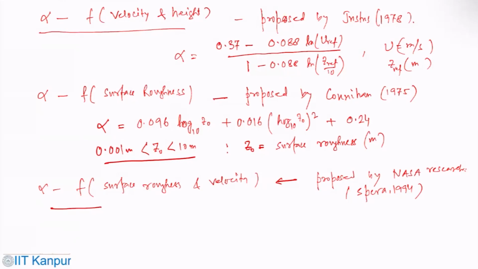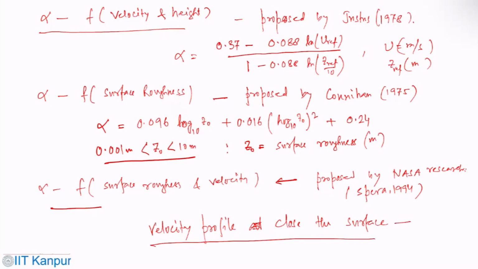Now the issue is that these two approaches, the logarithmic profile or the power law profile, try to provide the velocity profile close to the surface. So essentially that takes into account the atmospheric boundary layer. And to accommodate the atmospheric boundary layer, you use either this kind of logarithmic or power law profile.